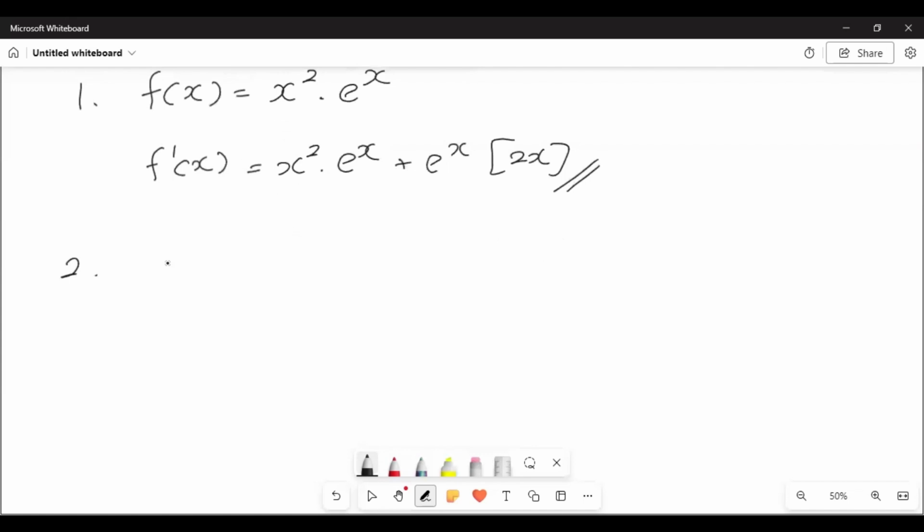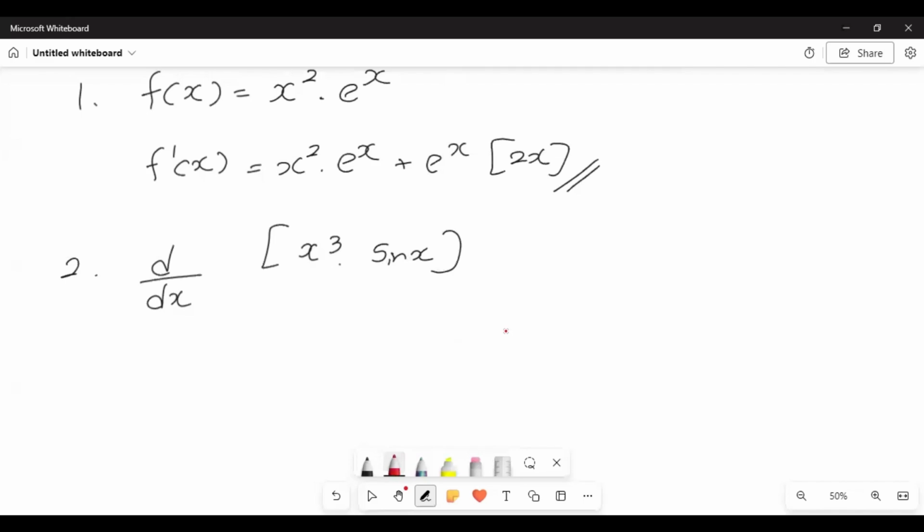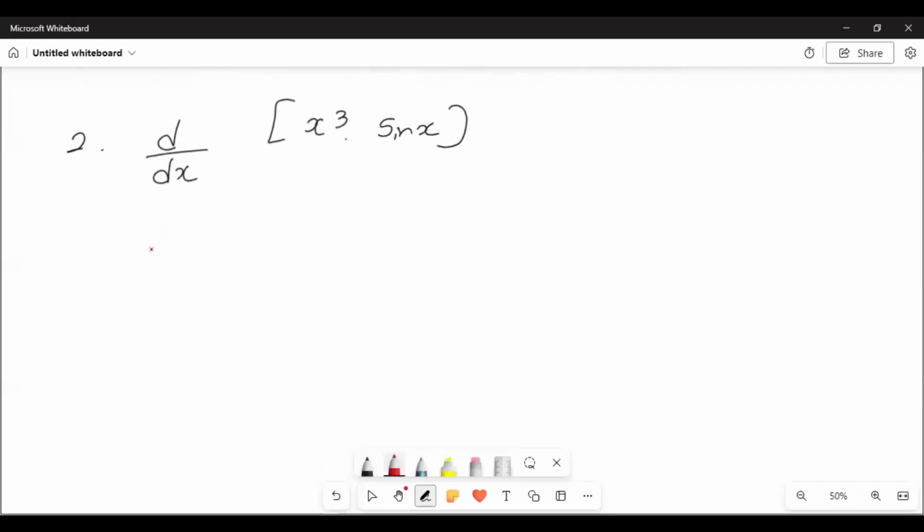Question number 2. d over dx of x to the power of 3 times sin x. So the answer is going to be x to the power of 3 times cos x plus sin x times 3 times x to the power of 2. So this is the answer.